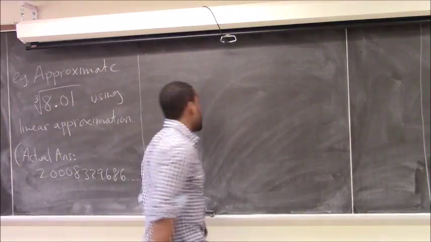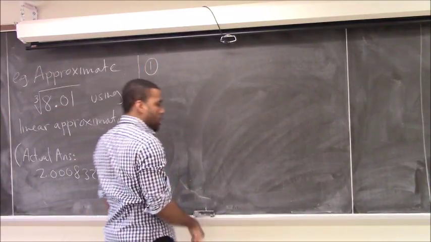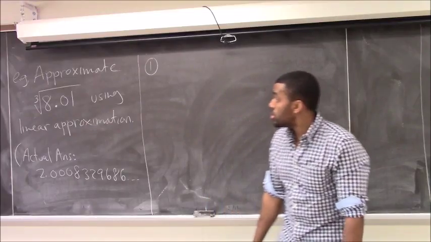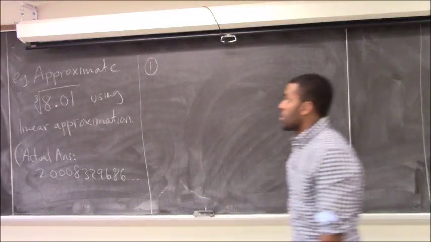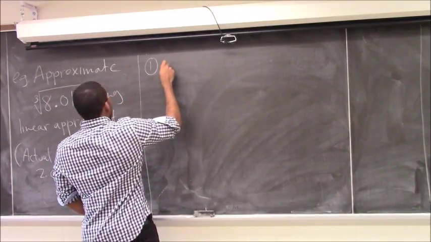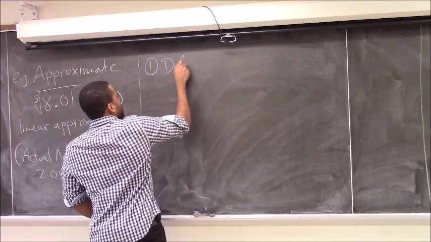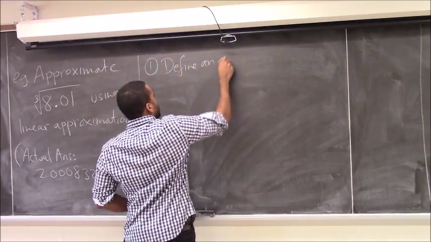Okay, so tell me what's the first step that you would do in such a problem. So you want to approximate this value. What are you going to do? Set f of x equal to root of x. All right. So you define the function. Define an appropriate function.